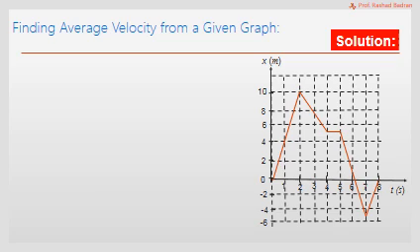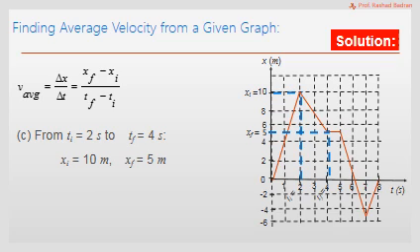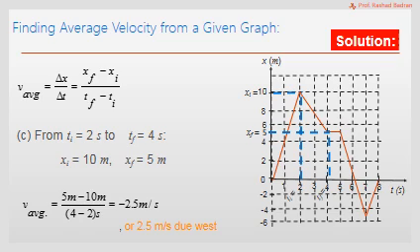The average velocity from time equals 2 seconds to 4 seconds is required in part C. So the initial position for the initial time is 10 meters, while that for the final time is 5 meters. Again, apply the formula of the average velocity. You're going to get 5 minus 10 over 4 minus 2. That is minus 2.5 meters per second. The negative sign here indicates that the average velocity is due west.